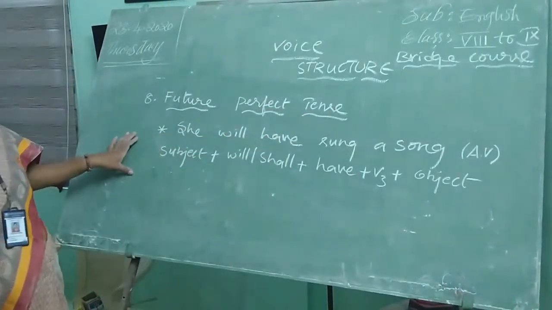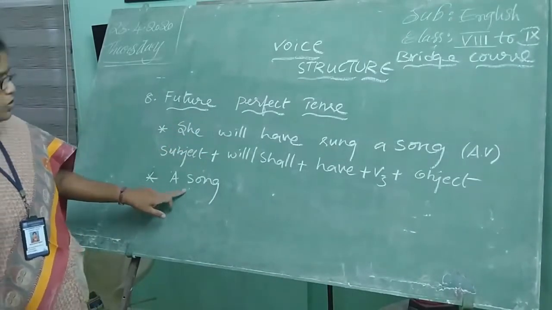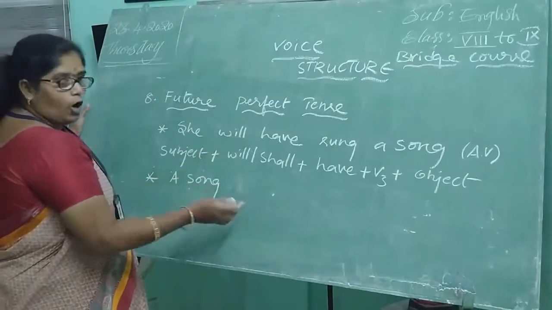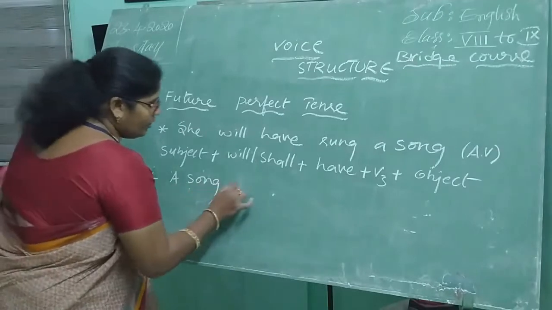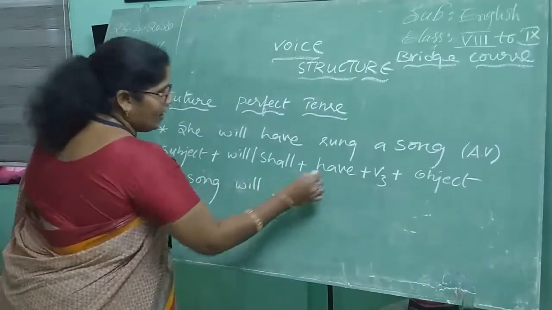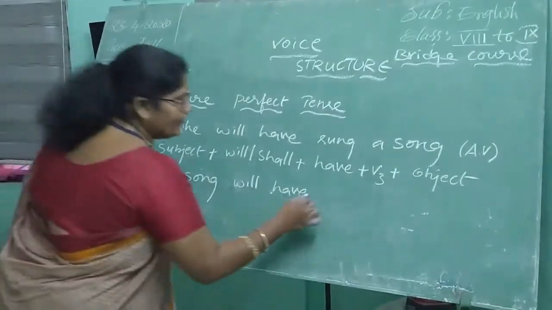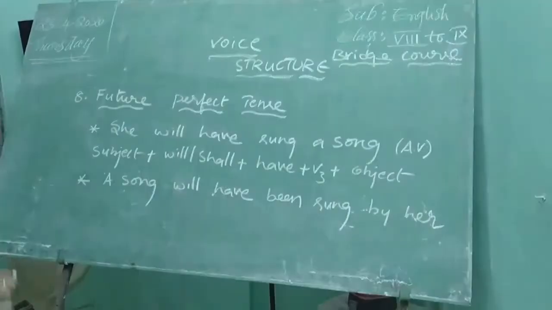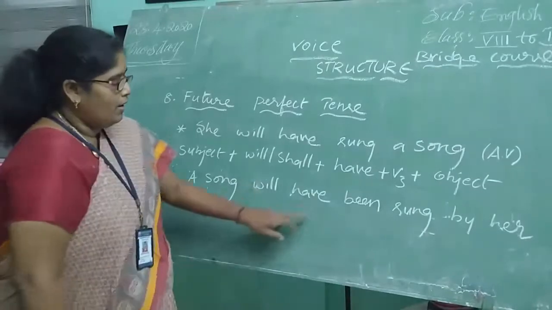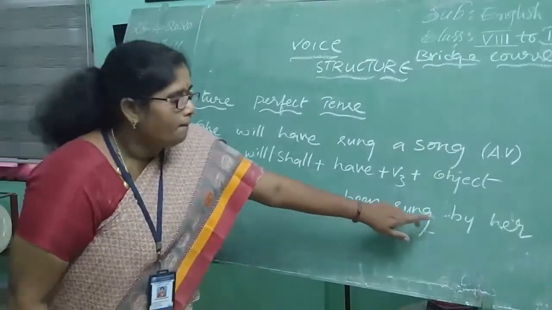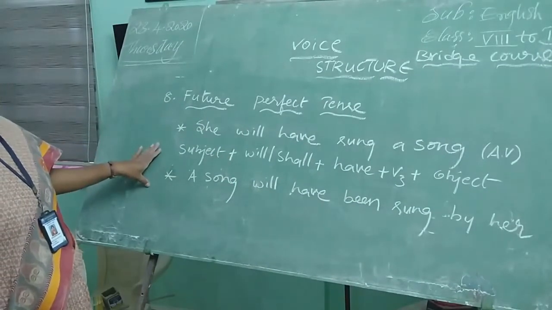Now let us change it into passive voice. A song. The object changes into subject here. So a song, will or shall, any one we have to choose depending upon the subject, children. A song will have. For all the perfect tense we have to use been, so I am using been. Next comes V3, sung by her. See the answer, children? A song will have been sung by her. Okay, we have changed a future perfect tense sentence into passive voice.